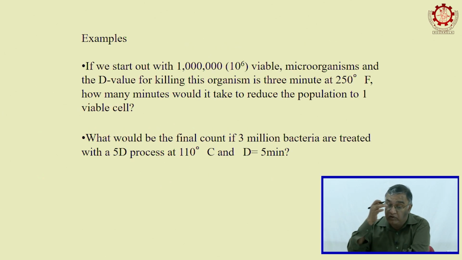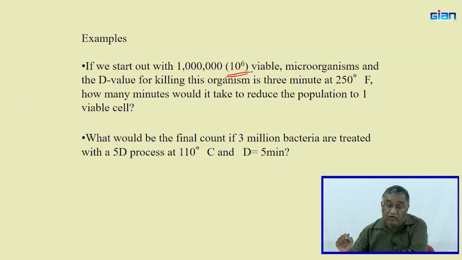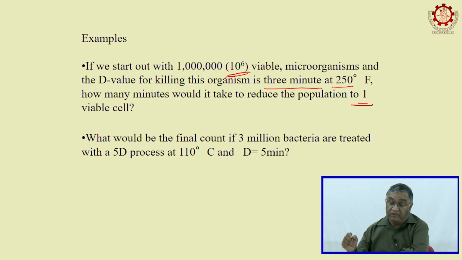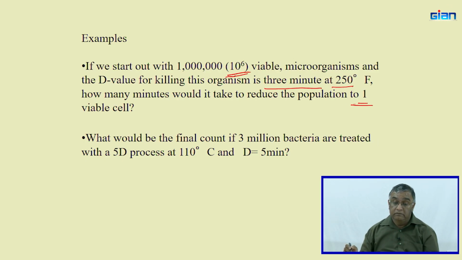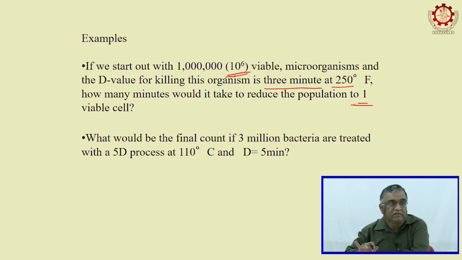So, here I am going to give an example. If I have 10 power 6 viable microorganisms and you have 3 minutes at 250 degrees Fahrenheit, how many minutes does it take to reduce the population to 1 viable cell? You can do some of these calculations mentally, but again we will revisit these calculations later on when we do our math.